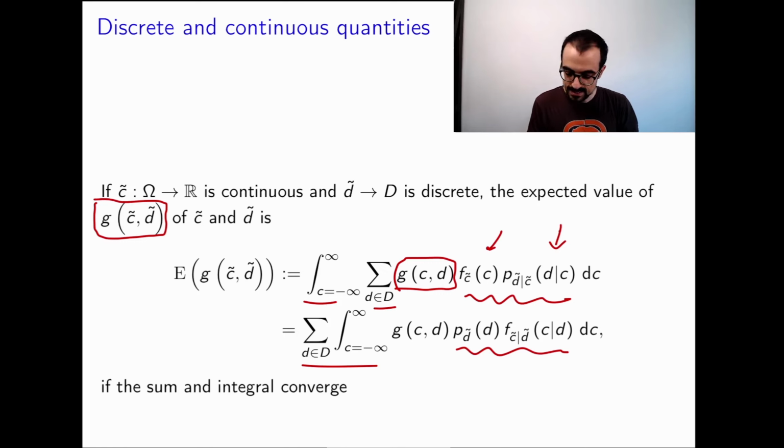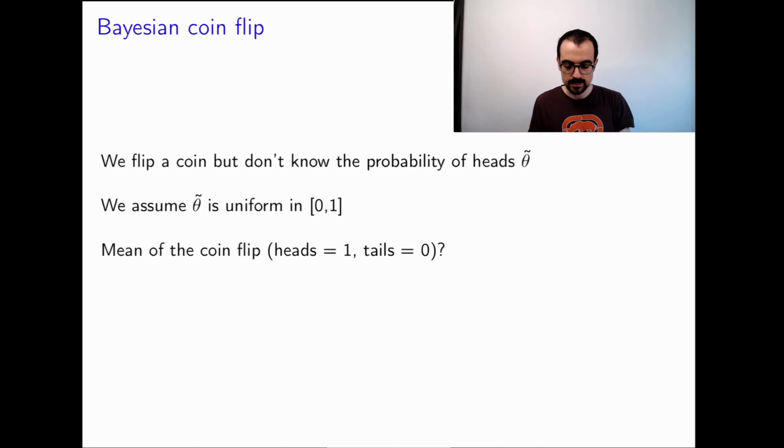It's important to realize that we need to use the conditional here. One of them has to be a conditional, because you want to take into account the joint distribution of the discrete and the continuous random variable. Let's look at an example. We're going to go back to one of the examples that we used with discrete and continuous random variables, where we flipped a coin, but we didn't know what the probability of heads was. So we assumed that the probability of heads, which was theta, was uniform in 0, 1. And now, under that prior assumption, what is the mean of the coin flip?